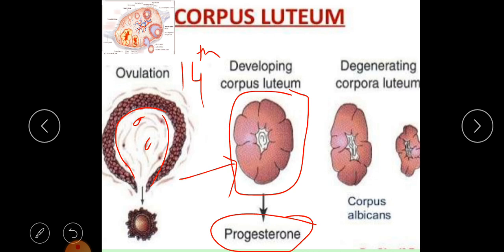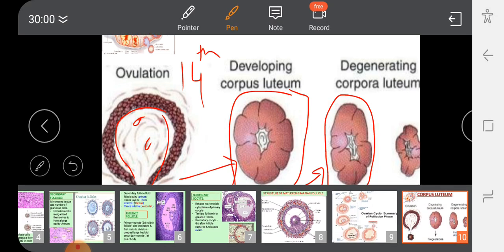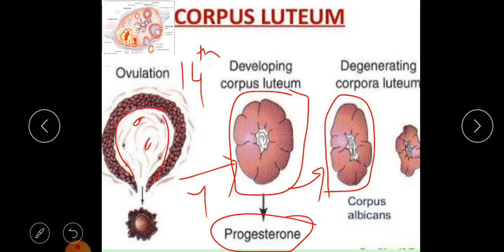If there is no fertilization, then the corpus luteum is going to degenerate into a corpus albicans. So this is the corpus albicans, which is also known as a white body. Here the corpus luteum is known as a yellow body, and this is known as a white body.